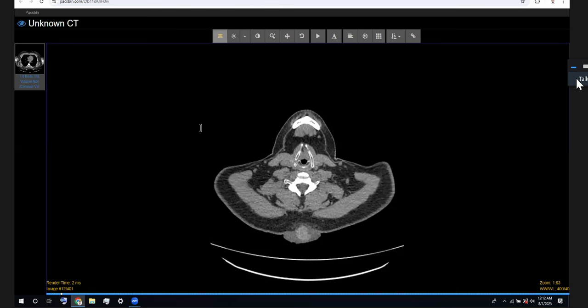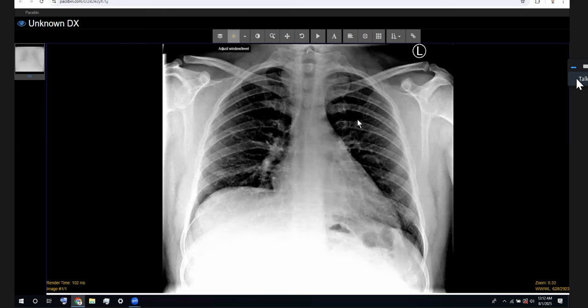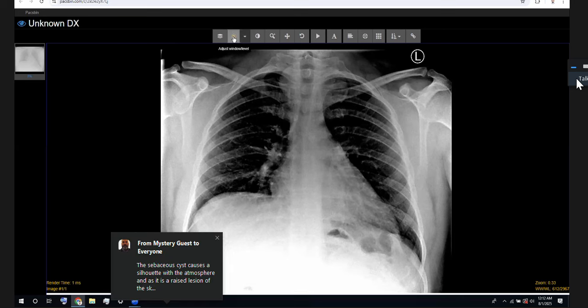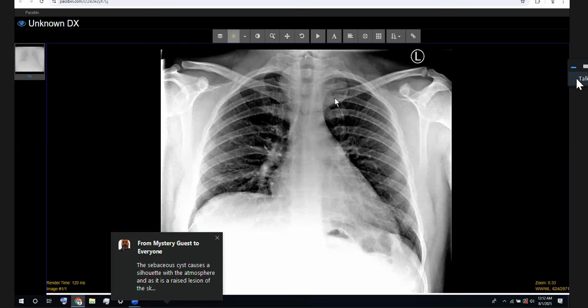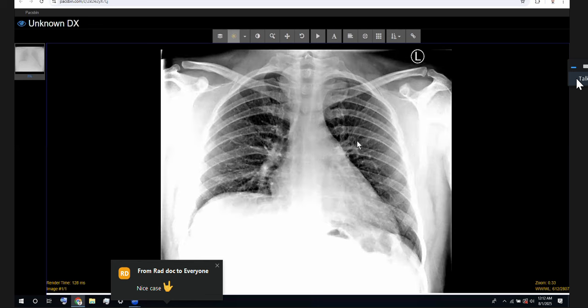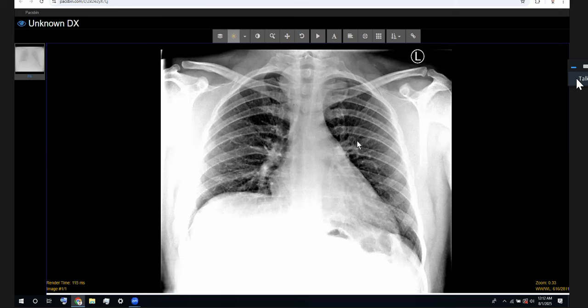If you bring the X-ray back, it's seen so crisply, isn't it? Because it's at the level of the top of the lungs, the lung apices. When the X-ray beams go through it, it causes that very crisp line because you've got air around it, in a way, because it's at the level of the lungs. The sebaceous cyst causes a silhouette with the atmosphere, and as it's a raised skin lesion, it mimics a mediastinal mass lesion. So sometimes thinking outside of the box, it's not always a mediastinal mass. It could actually be external to the patient.